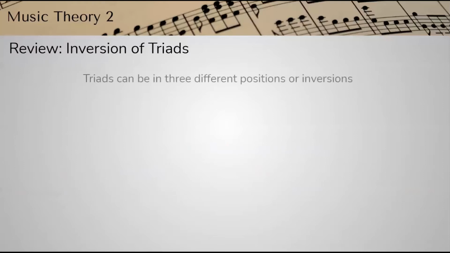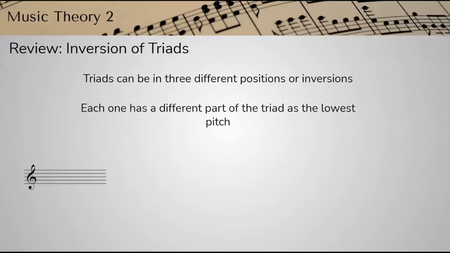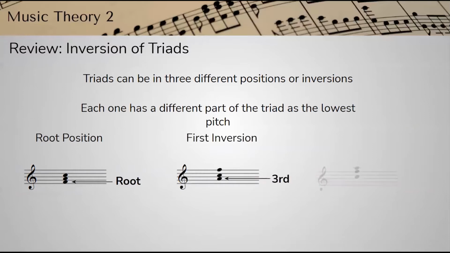So a quick little review again of triads. As we know, triads can be in different positions or inversions. Each inversion has a different part of the triad as its lowest pitch. And the one we're dealing with today is the second inversion triad. As you remember, the second inversion triad has the fifth of the chord in the bass, right? So that chord all the way on the right was just an F major triad with the fifth of the chord in the bass. The C is the lowest note.